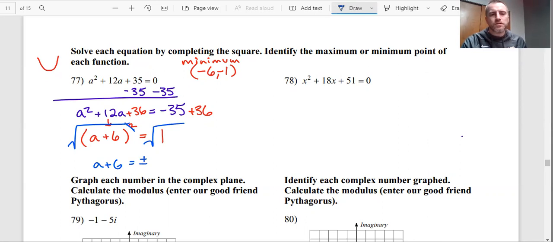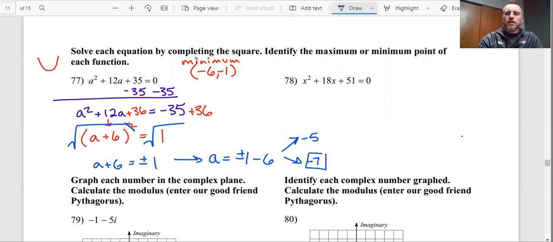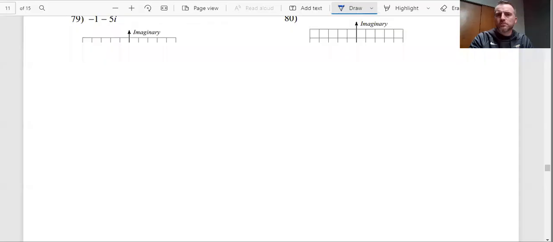So then we will move over here. We'll subtract 6 from both sides. We get a equals plus or minus 1 minus 6. There's 2 answers to that. If you have 1 and you subtract 6, that would be -5. If you have -1 and you subtract 6, that would be -7. All right. Things are fixing to get complex up in here. So that's next. We're going to do some complex numbers.